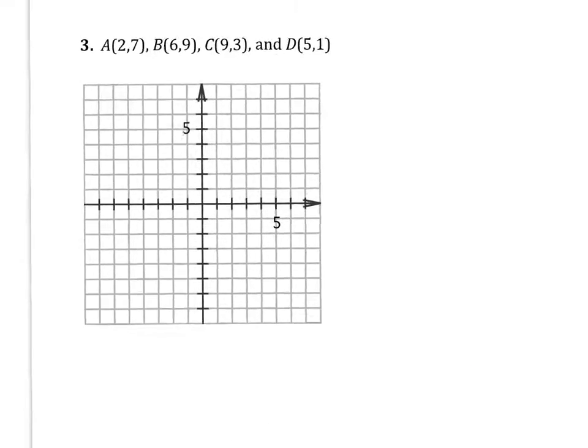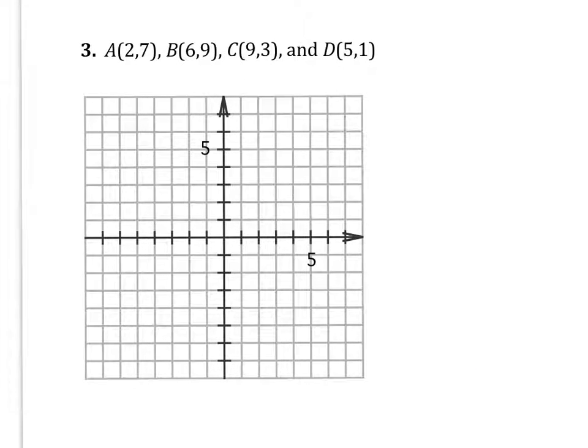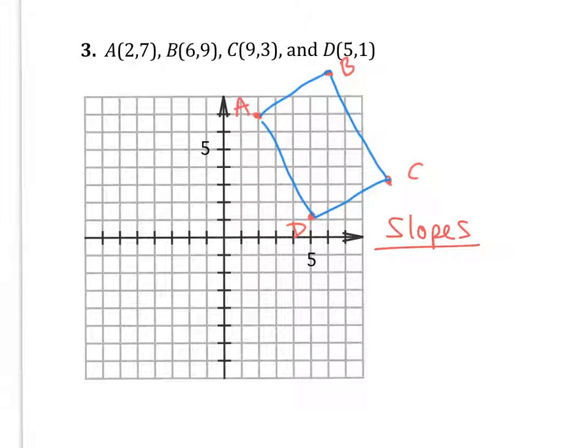Okay? All right, first thing, remember, we're going to graph it. How do we know if it's actually a trapezoid? All right, so after you graph it, reminder, you have to find the slopes of the 4 sides. So find the slope of A to B, find the slope from B to C, find the slope from C to D, find the slope from A to D.